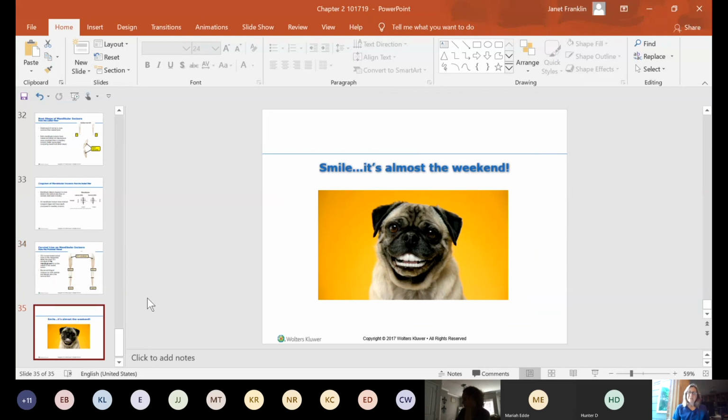And then there's a picture of a cute little dog. I'm a dog person, so you'll see pictures of dogs occasionally in my PowerPoints.